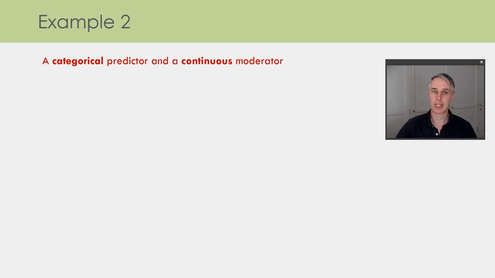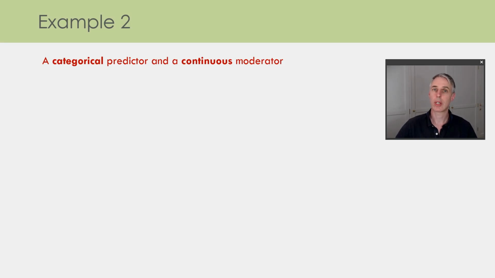So in the first session we ran through the basics of testing a moderation hypothesis when we have two continuous predictors. So in this second part, what I want to do is look at our analysis options when we have combinations of categorical and continuous predictors. So we'll start with a second example.